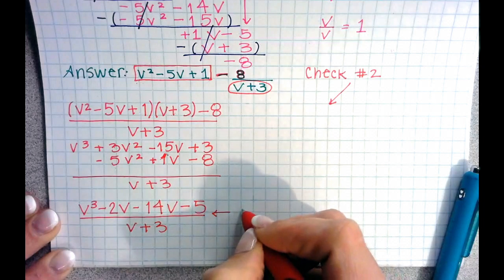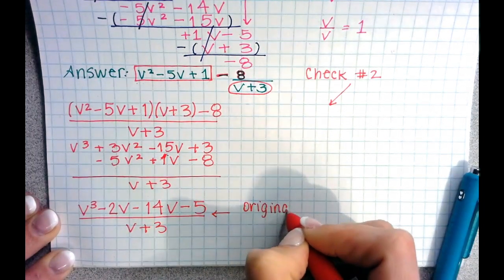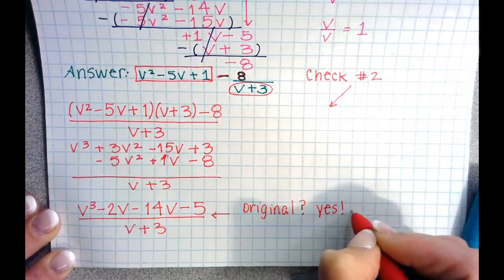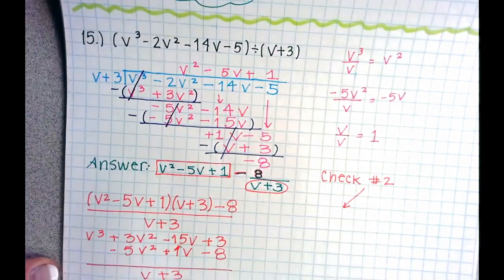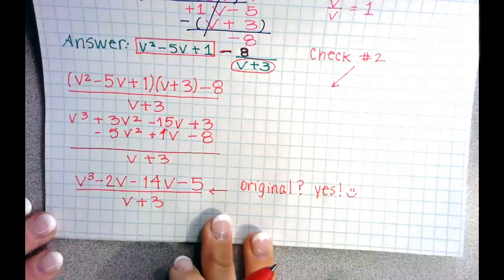So the question is, is that the same as the original question? Well, if you look up, it is. So we're good. That's it right over there. Negative 2, negative 14, negative 5, over v plus 3, looks great.